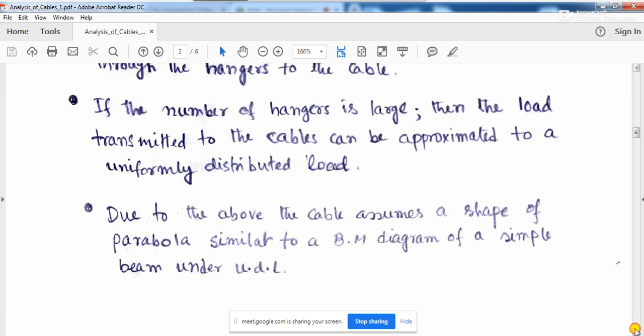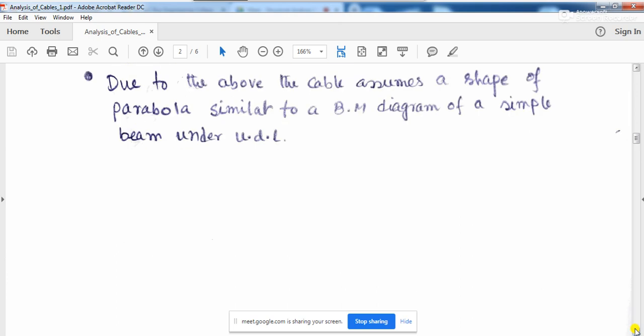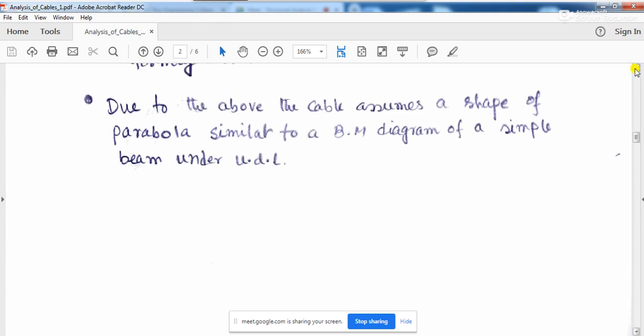Is it clear? Due to the above assumption, if you generally see suspension bridges, you will see the shape of the cable is always like a parabola.